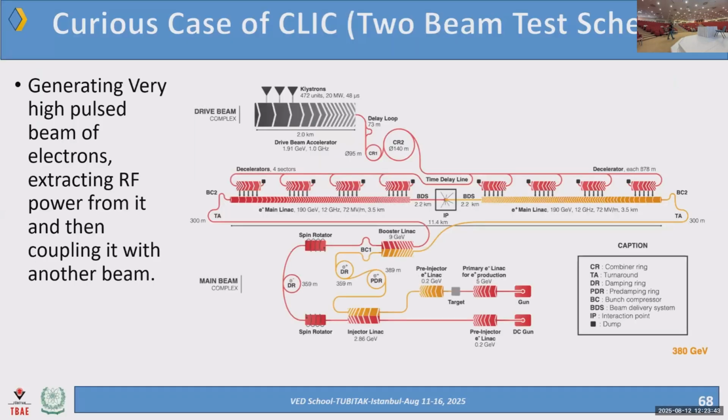Our next thing, I worked there while I was studying. So this is the curious case of the two-beam test scheme. This is perhaps the longest klystron in the making. I don't know what the current status is, but once when I was at CERN, the scheme was being tested at CLIC. CLIC is the Compact Linear Collider.